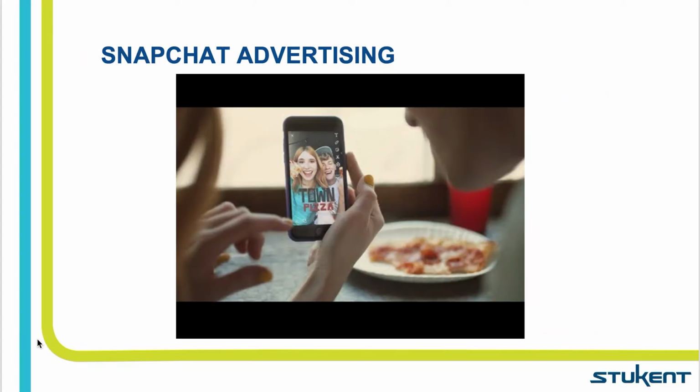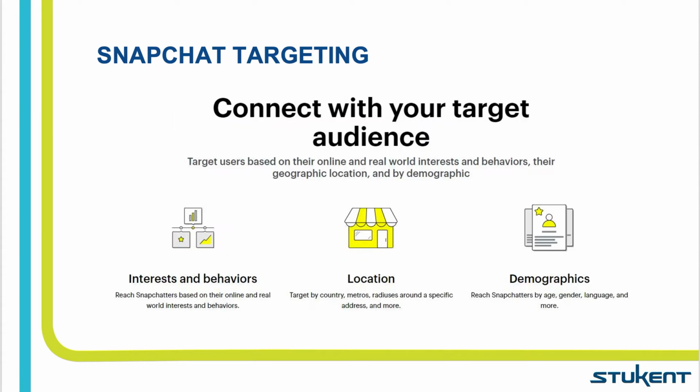Snapchat advertising, guess what? You can do it, and you must be looking for a young demographic. So why is it always pizza? Connect with your target audience. Target users based on online real-world interest, behaviors, and their geographic location demographic. Much like the other platforms we've talked about so far, Snapchat can put you right in front of the exact people you want to be. Now, if you want to be right in front of 70 to 80-year-old women, Snapchat's not the spot. If you want to be right in front of 15 to 25-year-old people, Snapchat's your spot.